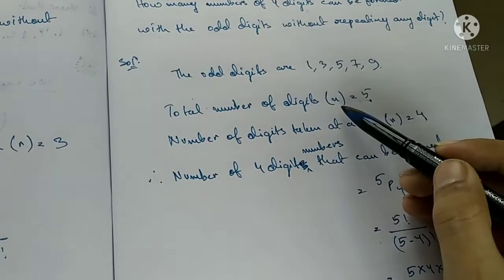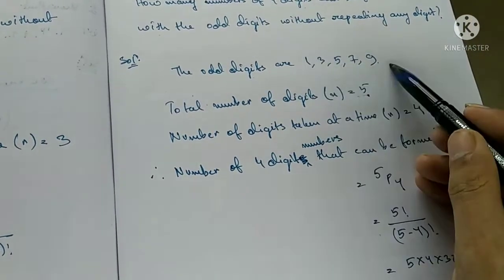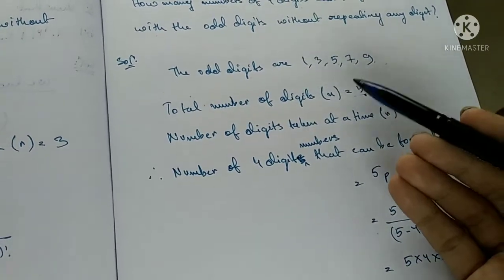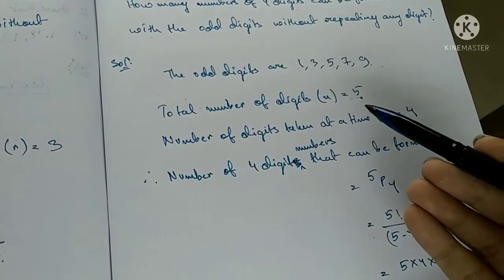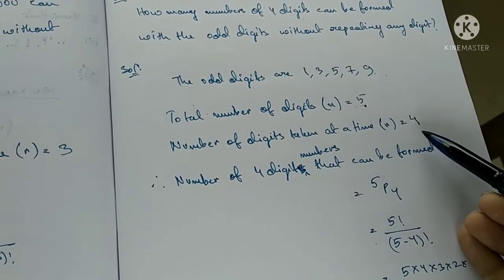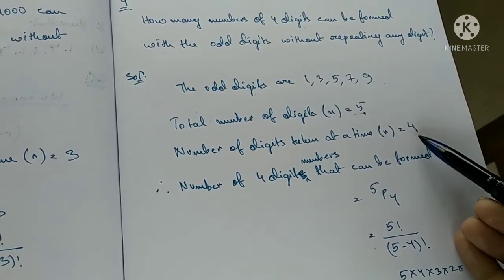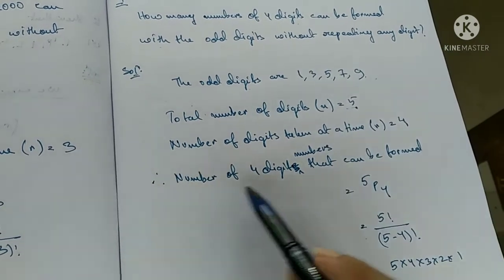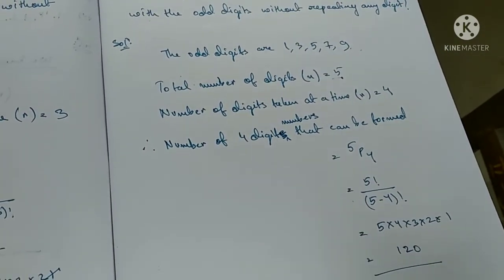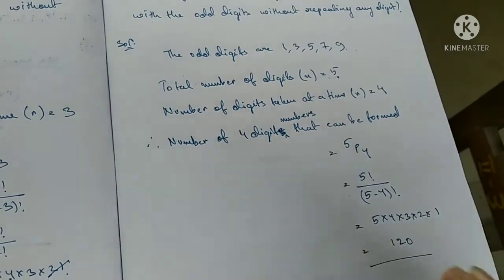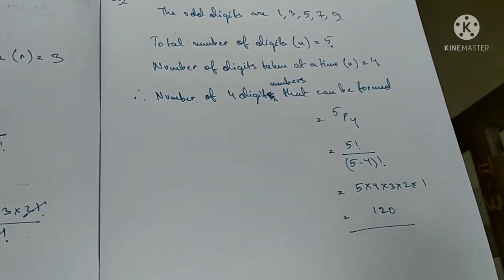Available digits are given by n. Total available digits, how many are there? 5. And out of these 5 digits, how many digits am I taking at a time? 4 digits at a time, because I am making a 4-digit number. So the number of 4-digit numbers that can be formed will be 5P4. nPr is the formula, so 5P4. You solve it, 120.